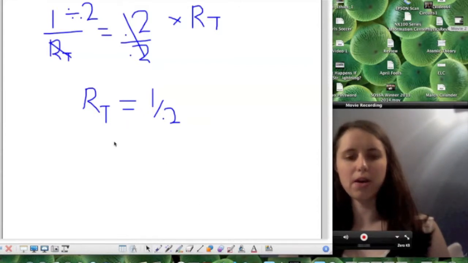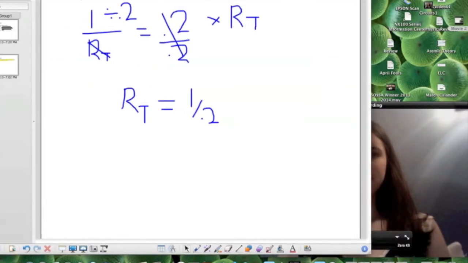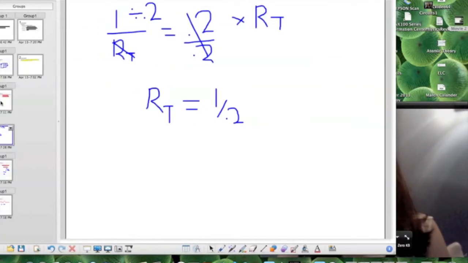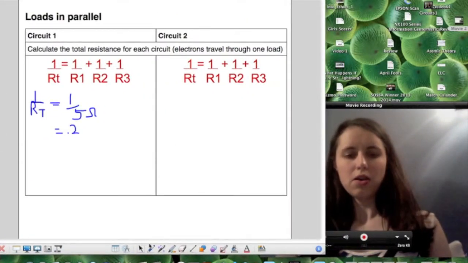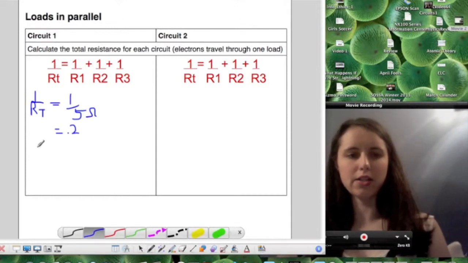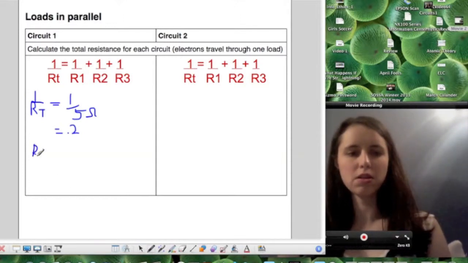So let's pull up our resistance page again. Quick segue, sorry guys. All right, back to the note. So we just figured out that RT is going to be equal to 1 divided by 0.2. Can I solve for that? Yes, I can. If you plug 1 divided by 0.2 into a calculator right now, it is going to spit out the number 5. So I know that the total resistance in circuit 1 is going to be 5 ohms, right?